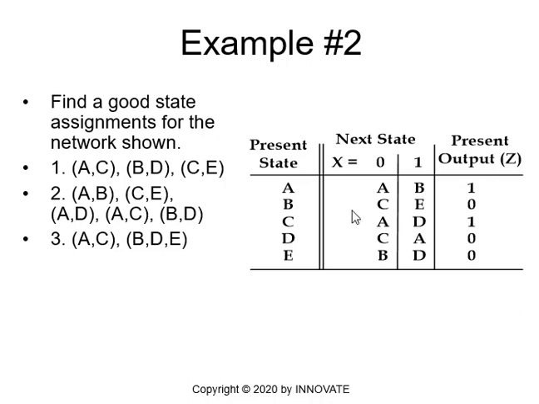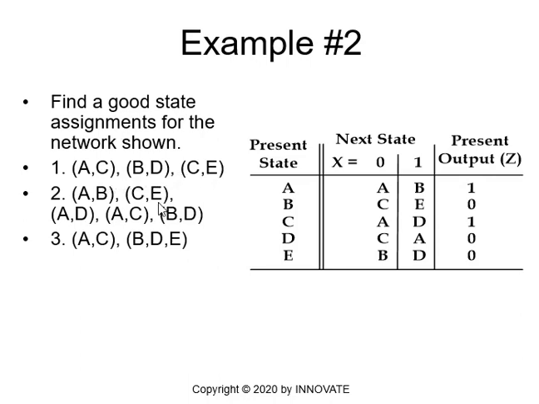And what else do we have? We have C and E, because C has D under X equals 1, and E also has D, the same next state, at X equals 1. So this will give me another pair, which is C and E. So I need to meet those three sets. They have the highest priority.